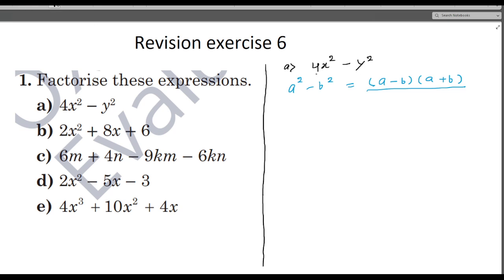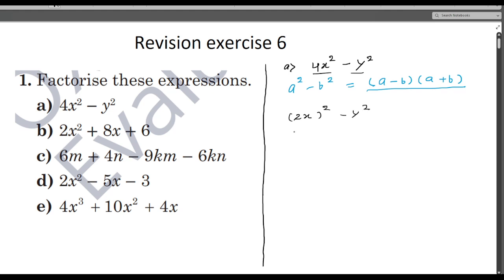Now 4x square minus y square. This 4x square, I will say is 2x the whole square, minus y square. So using this identity, I will write 2x minus y as one factor and 2x plus y as the other factor. That's it.